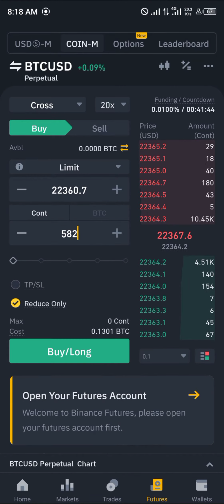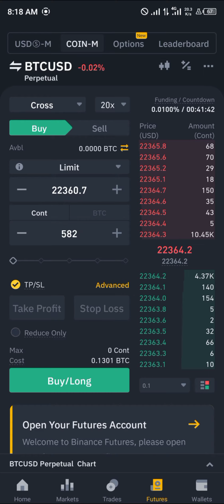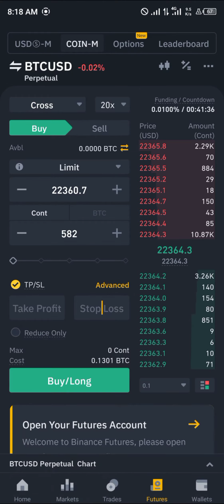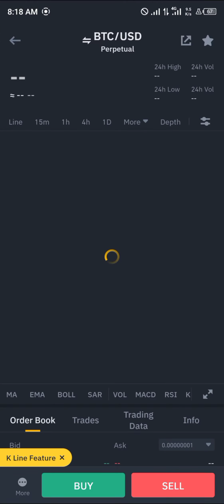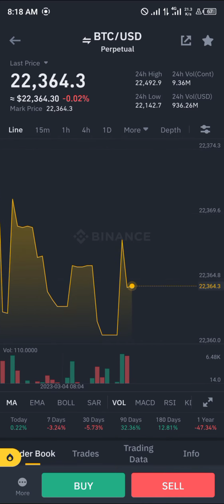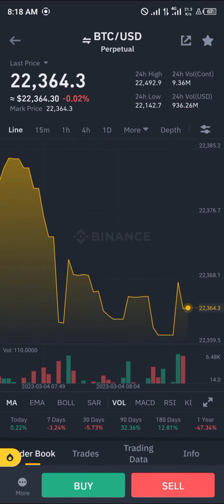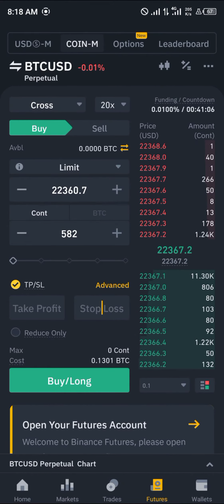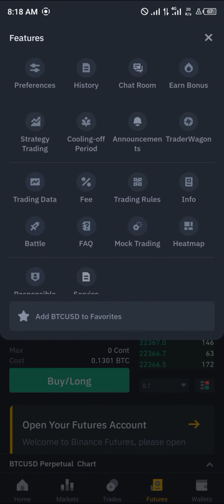Your take profit and your stop loss is made available to you here. You can set your take profit and you can set your stop loss as well. If you want to view market movement, you click on this icon right here and you can view where the market is at this point in time. That's BTC against USD. If you can predict the market movements accurately, you'll be able to make some good amount of profits from this endeavor. Okay guys, and that's how you can view market movements.